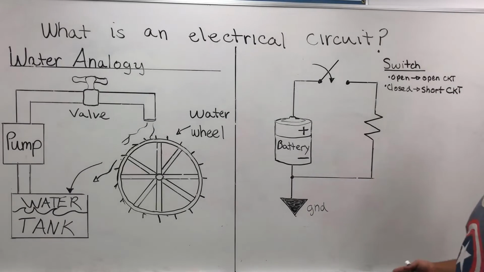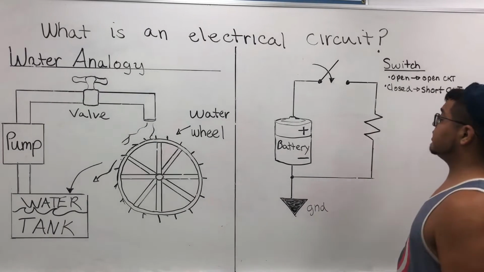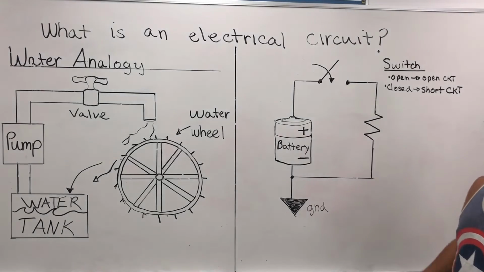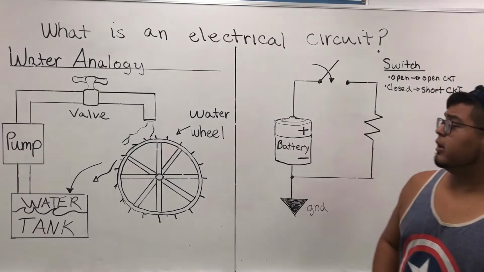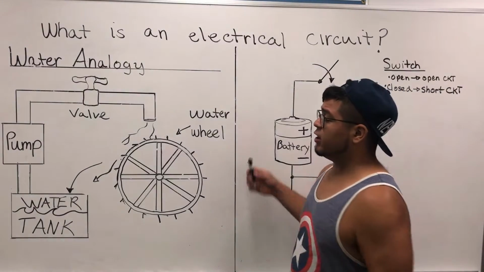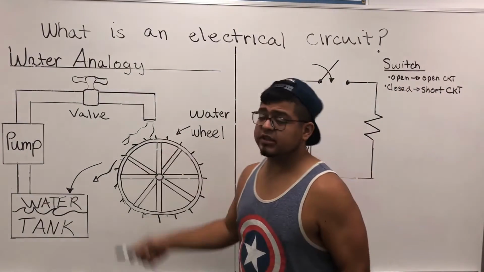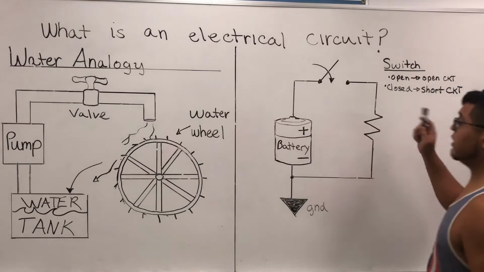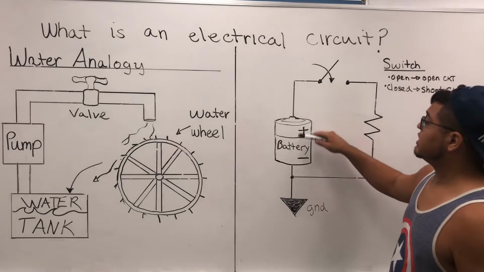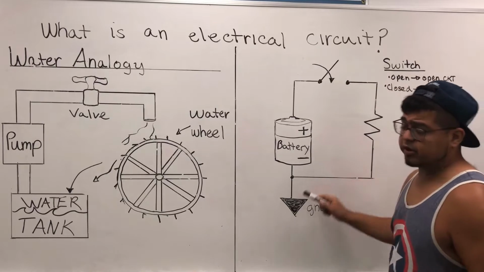So this is your basic electrical circuit. In an electrical circuit, you will have a voltage source, which usually is going to be a battery. Your battery is kind of like your water pump in your water analogy, but instead of pumping water through this circuit, in an electrical circuit, the battery is used to actually pump electrons through this entire circuit.